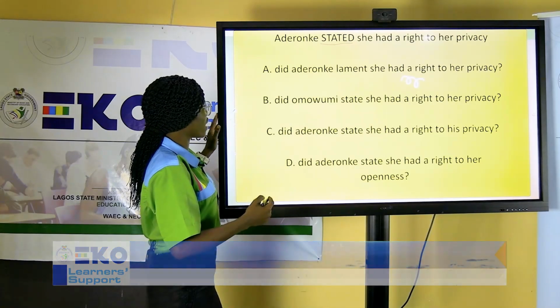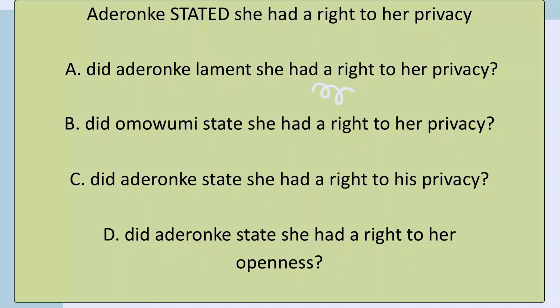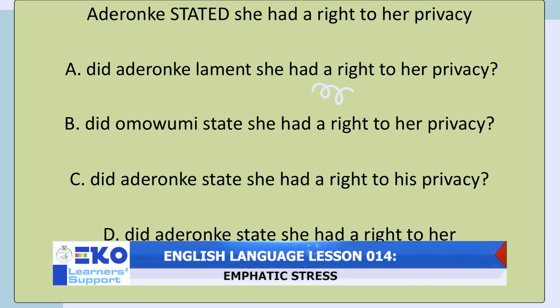Look at the options. We have the first one: did Aderonke lament she had a right to her privacy? Did Omowumi state she had a right to her privacy? Did Aderonke state she had a right to her privacy? Did Aderonke state she had a right to her openness? Now, take a look at the sentence again. Our attention should be on the word stated, right?